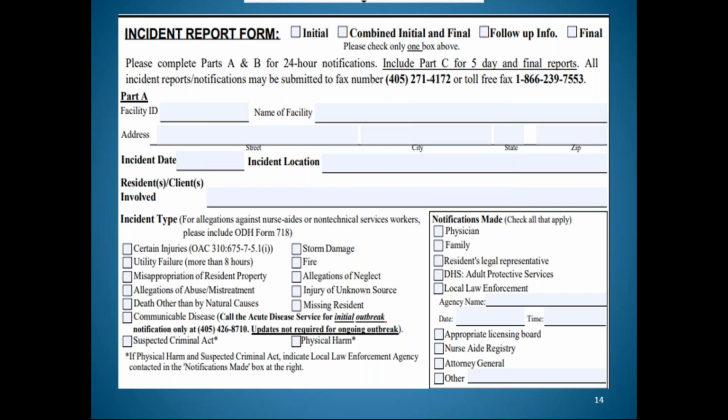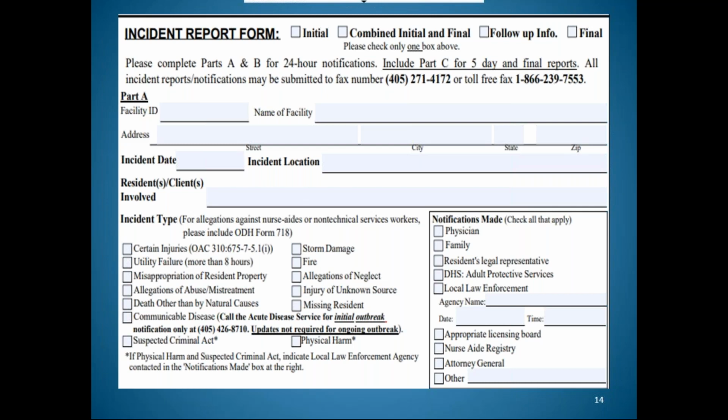Anytime pharmacy is involved, your medications, your narcotics, drug diversions, any of that needs to be reported to the local law enforcement. The appropriate licensing board, if you reported to the OBN, the Oklahoma Board of Nursing, an LPN or an RN, then you need to check that you contacted them. You do not need to send a copy of the report to them. We are going to take your word if you check that you notified the appropriate licensing board.